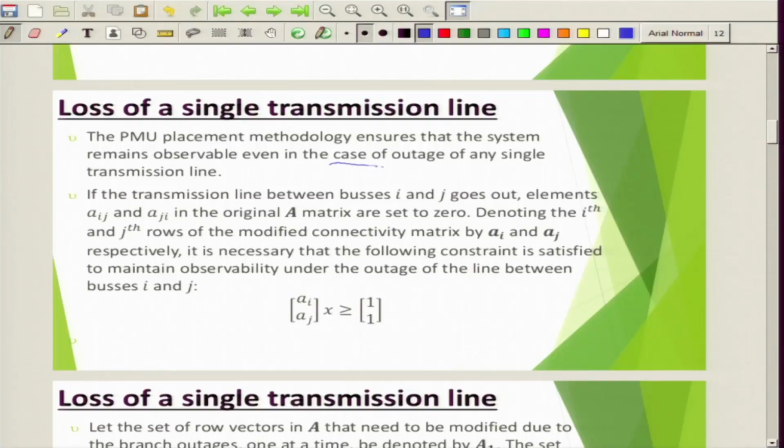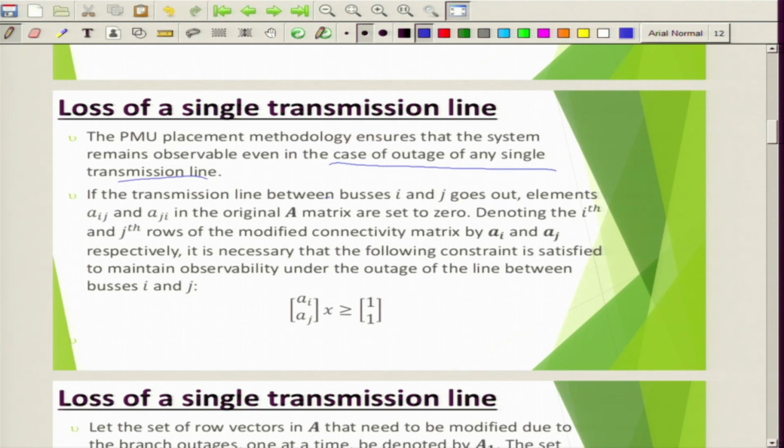The PMU placement methodology ensures that the system remains observable even in the case of an outage of any single transmission line. We had discussed in the security constrained OPF that there is generation outage, line outage and all these things that we have studied. So, let us say if there is a line outage, in such a scenario, whether the PMU placement helps to observe the buses, that is the question.